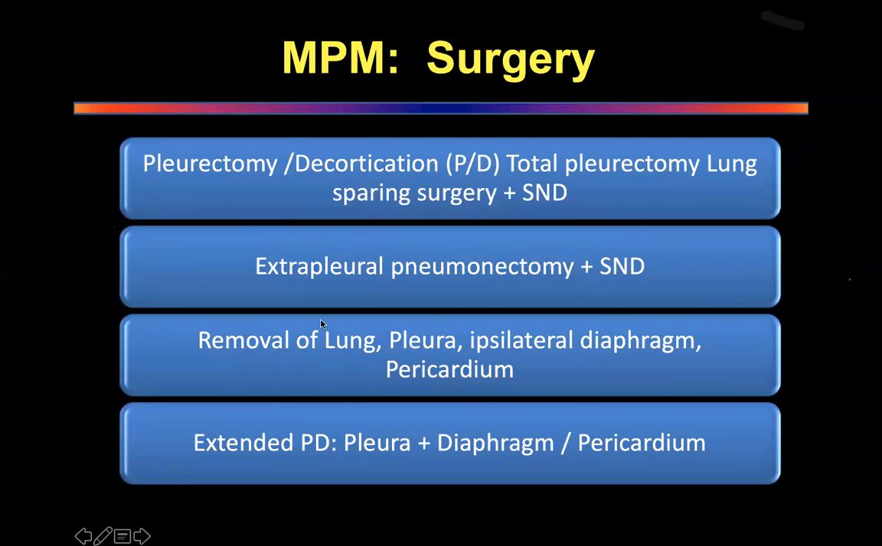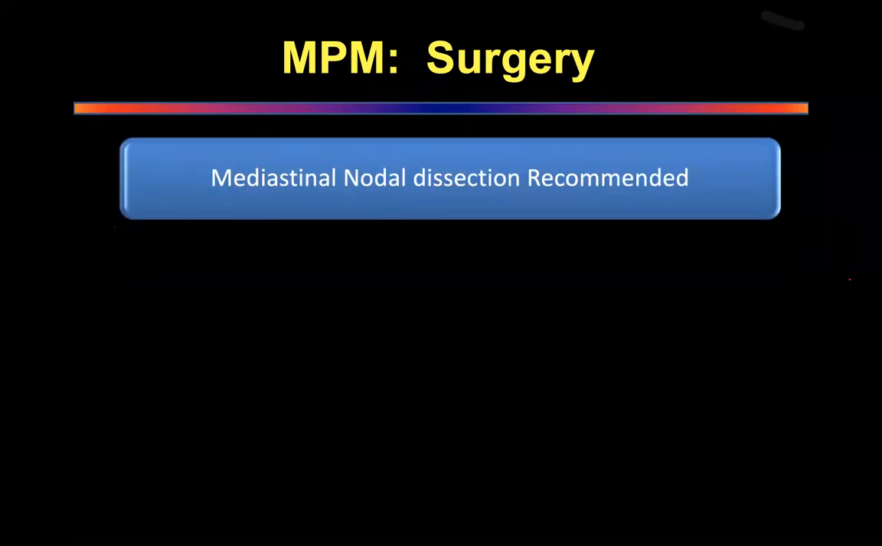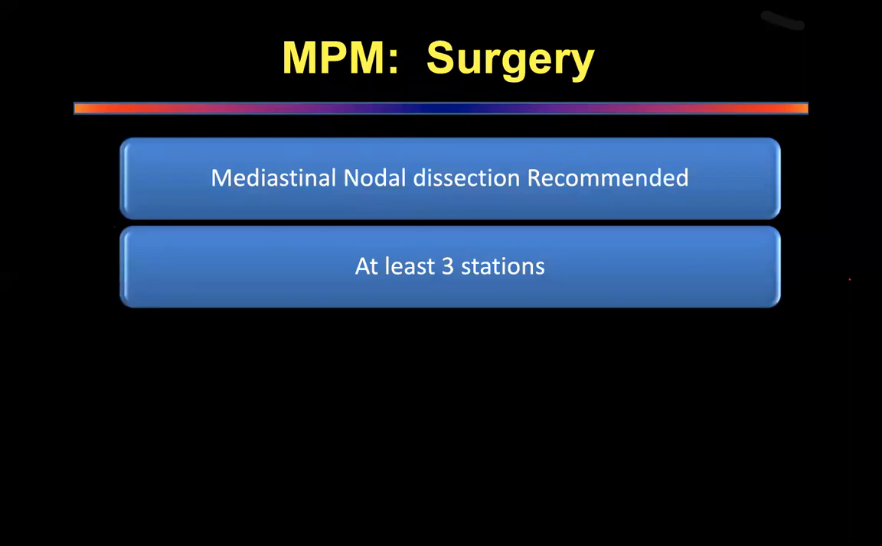So in PD, you leave the lung behind, but peel it all off, including the visceral pleura, the parietal pleura, the diaphragmatic pleura, and the mediastinal pleura. If you're going to do an extended PD, you've got to take out the diaphragm and the pericardium with it and then reconstruct. I'll show you diagrams, so don't worry if you haven't understood it now. Mediastinal nodal dissection is recommended for mesothelioma surgery. The minimum is 3 stations you must sample, because you need to know the exact histology and the exact staging of this patient.